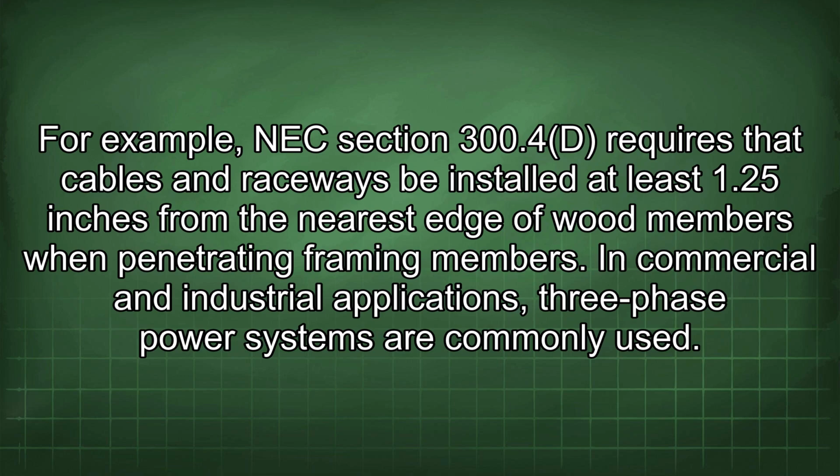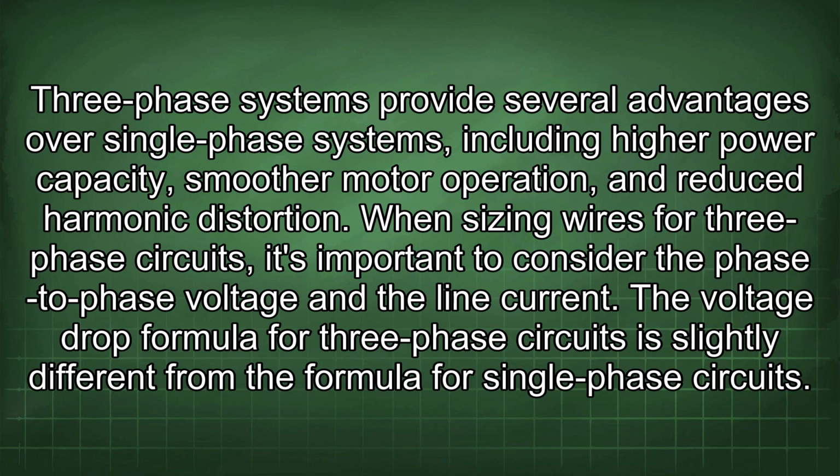In commercial and industrial applications, three-phase power systems are commonly used. Three-phase systems provide several advantages over single-phase systems, including higher power capacity, smoother motor operation, and reduced harmonic distortion. When sizing wires for three-phase circuits, it's important to consider the phase-to-phase voltage and the line current. The voltage drop formula for three-phase circuits is slightly different from the formula for single-phase circuits.